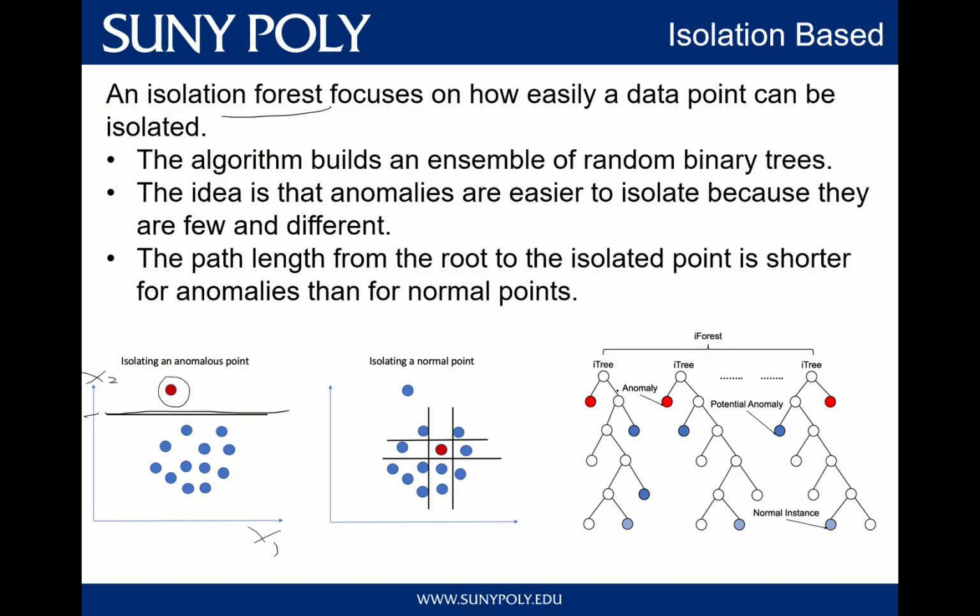So you have multiple trees. For example, for this observation, you can isolate it with only a single partition. So the red points are anomalies for sure. And these points here at the bottom are most likely normal observations, because you need several partitions of the variables to isolate them. Like here, for example, you need 4 partitions to be able to isolate that point. So that's the idea behind this algorithm.